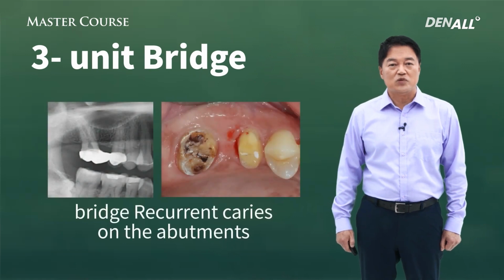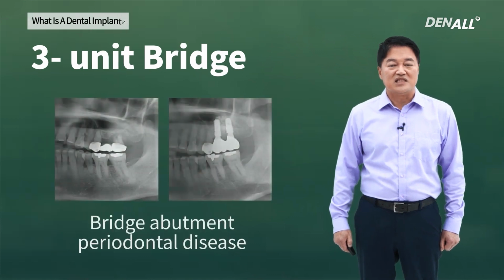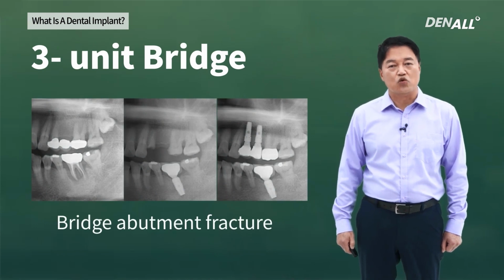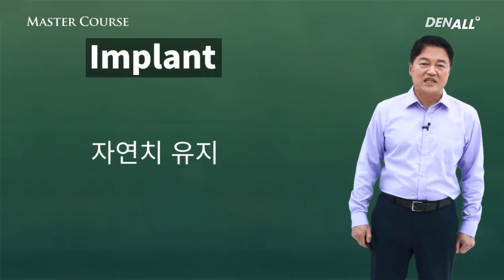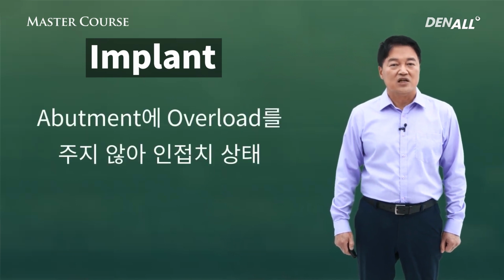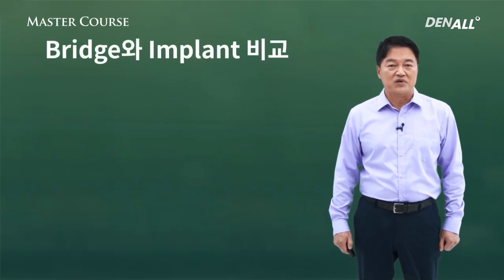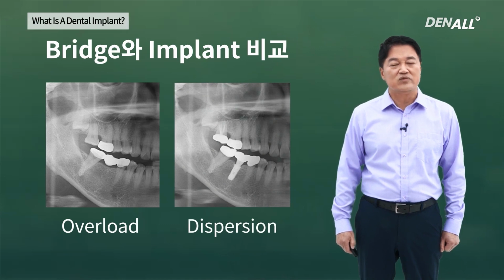As shown, in a 3-unit bridge, caries can occur on the abutment, as well as periodontal disease or abutment fracture. Such situations can occur frequently. On the other hand, natural teeth can be maintained if you use an implant, and overload is not applied to the abutment, so adjacent teeth can be maintained in a healthy way. Let's compare bridge and implant. With a bridge, in the missing area, overload is applied to the abutments on both sides. However, if you use implant treatment, force is dispersed.